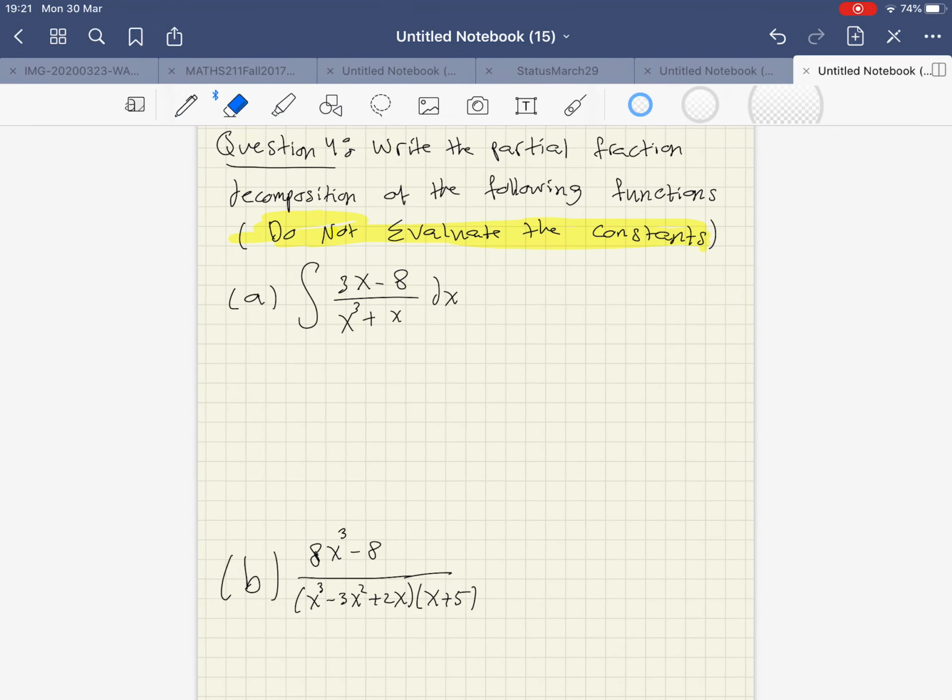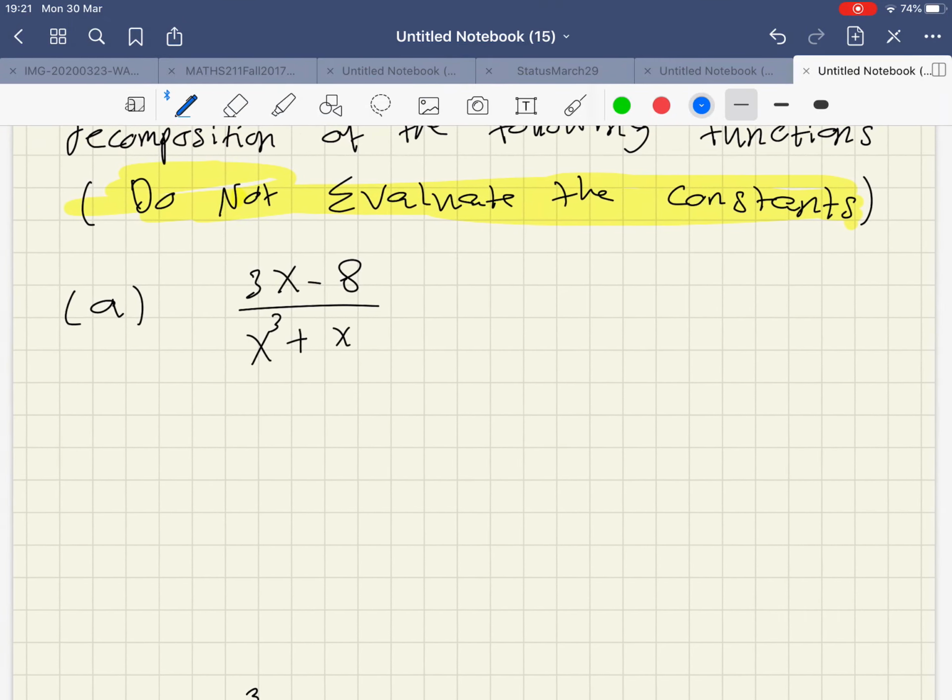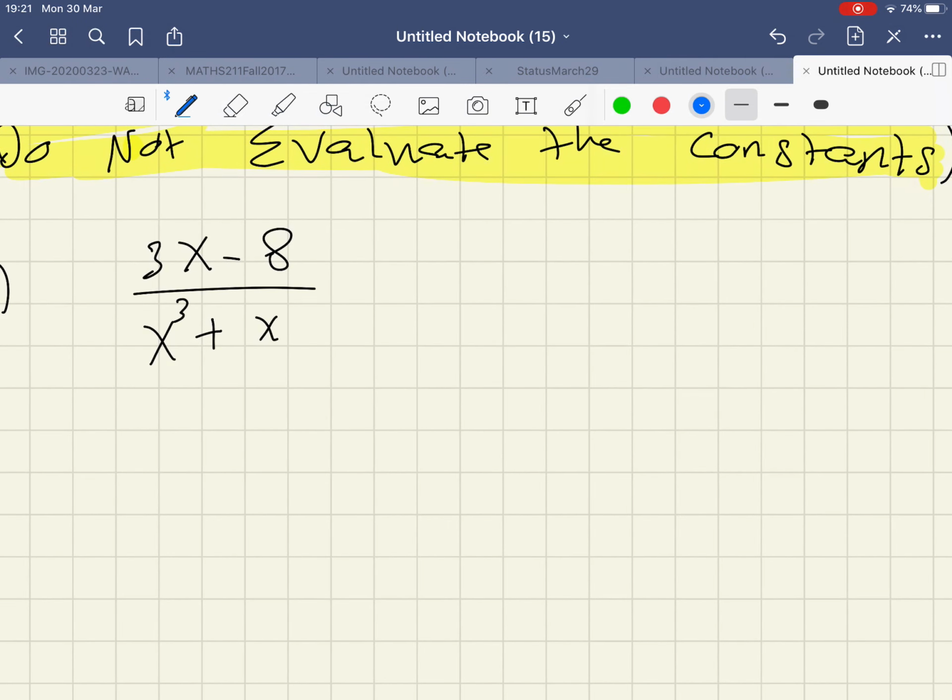Let me also remove the integral. I will explain how we do the integration, but for now let's not focus on that. Let's focus on how we find the partial fraction.